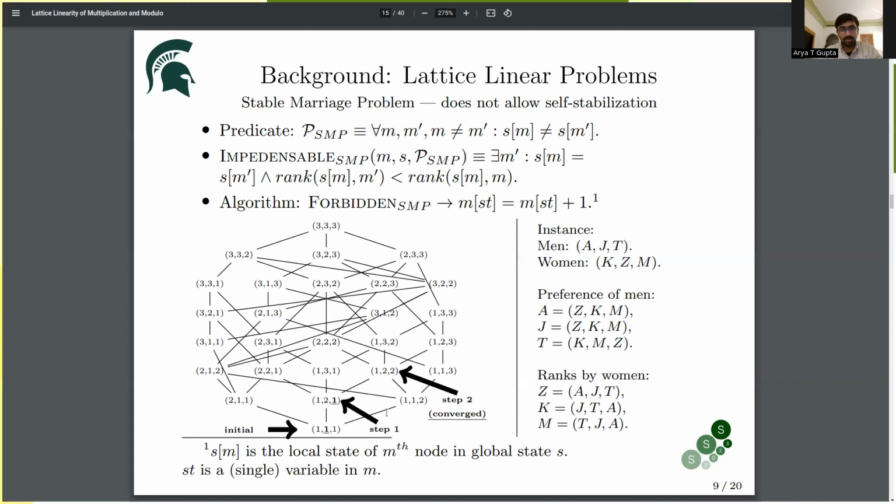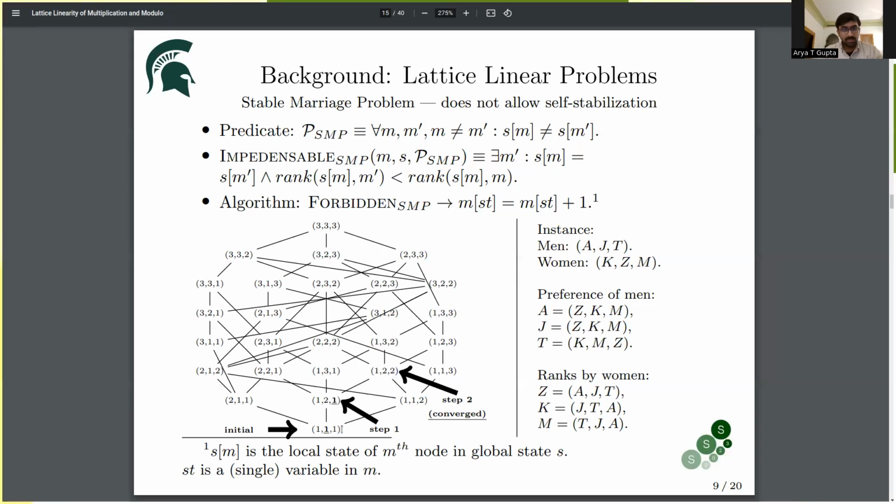Here we see 3 properties. The first property is that the local states that the nodes visit form a total order, because the men are only moving from 1 to 2 to 3 and there is no point coming back.